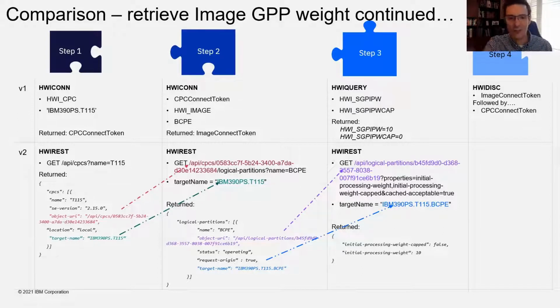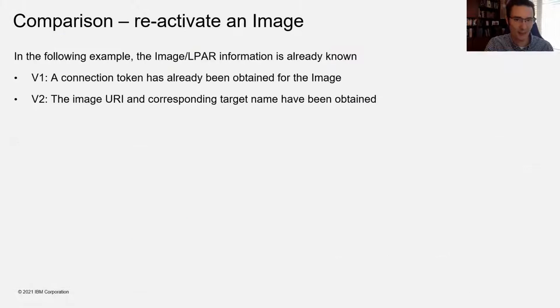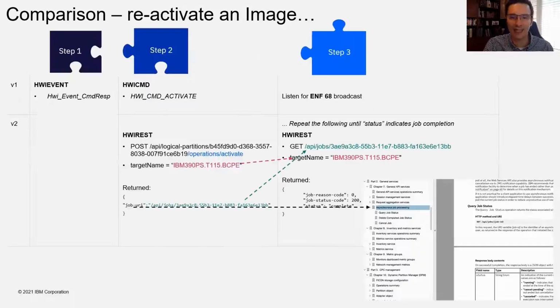Again, just the different ways of comparing between the existing set of APIs and the new set of APIs. A little bit more intuitive for folks that are familiar with REST in particular. Again, here's a comparison of where we already have a connect token in version 1, which has already been established for an image. And in version 2, the image URI and the corresponding target name have already been obtained. We want to reactivate an image. How would we reactivate an image?